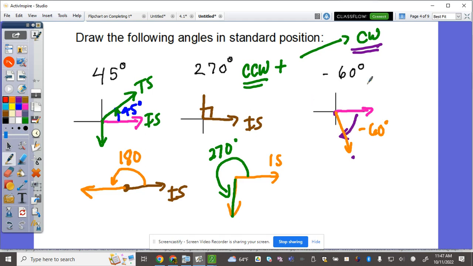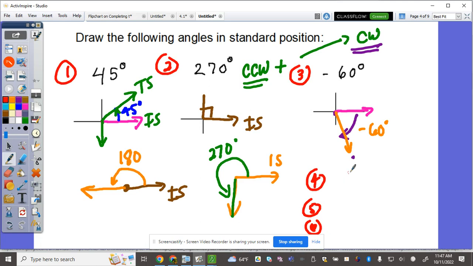I want you to copy and try this one here and try the three examples here. So example number one, two, and three. For four, five, and six, I want you to draw 100 degrees, negative 300 degrees, and negative 180 degrees. Okay, try to draw these angles in standard position.